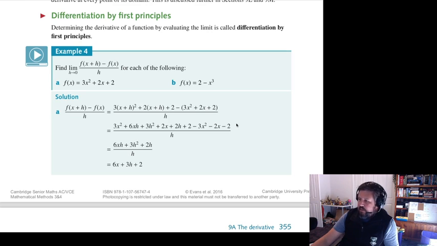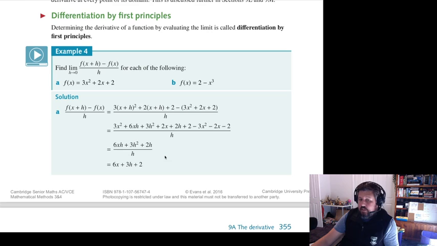From here, it's a matter of cancelling out and grouping like terms. Okay, so often there's lots of things that cancel out. You've got 3x squared here, take away 3x squared, bang, they're gone. You've got 2x here, you've got take away 2x here, they cancel each other out. You've got 2 here, you've got negative 2 here, they cancel each other out. Ultimately, you'll be left with 6xh plus 3h squared plus 2h over h.